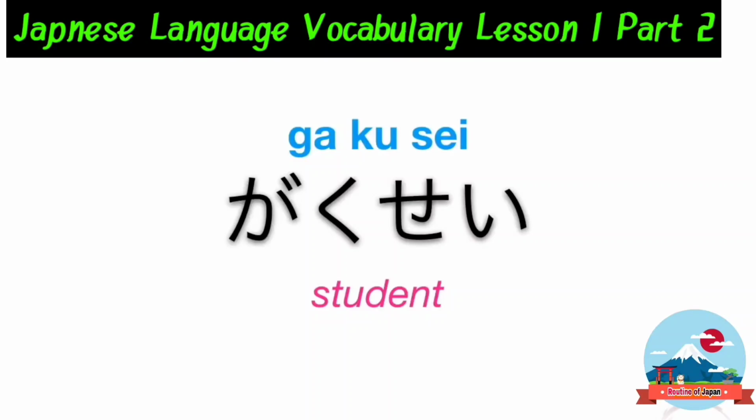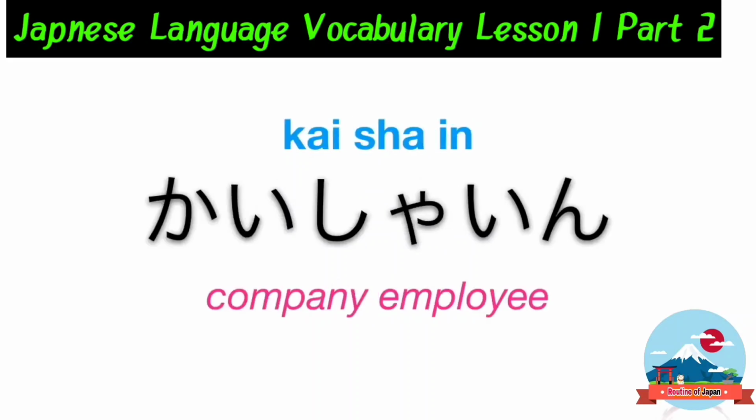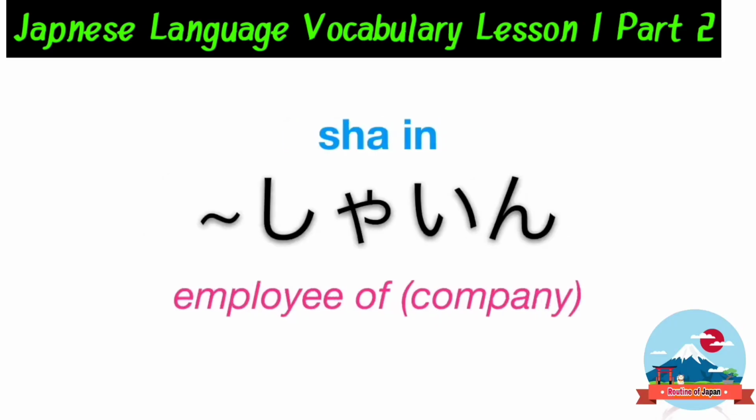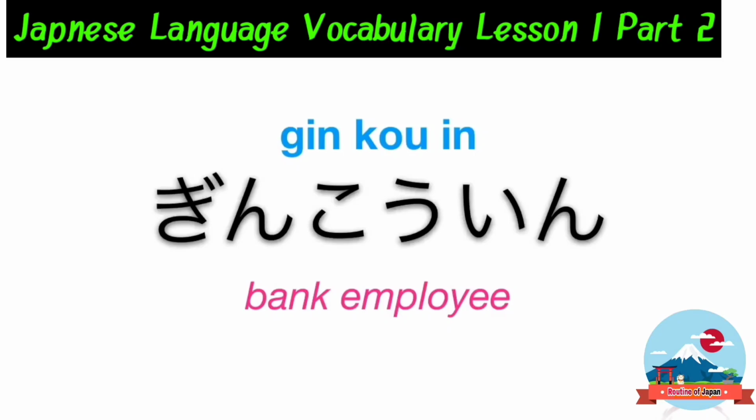Gakusei. Notice how we don't pronounce the U in the ku syllable. It becomes gakusei. Kaishain. Kaisha means company and in means member. Shain. Ginkouin. Notice that the N syllable becomes an NG sound because it is followed by a K. So it becomes ginkou. Ginkouin. Ginkou means bank and in again means member.